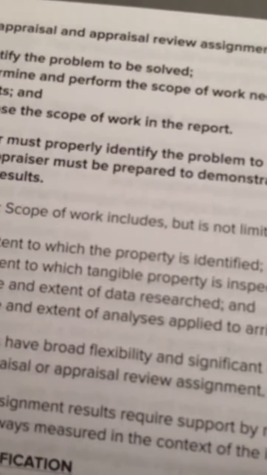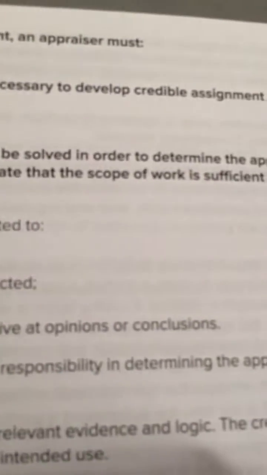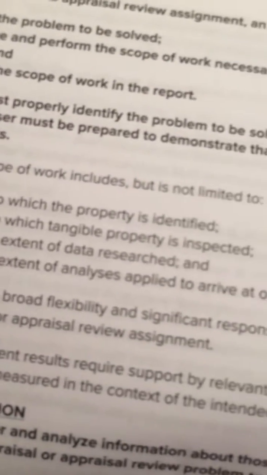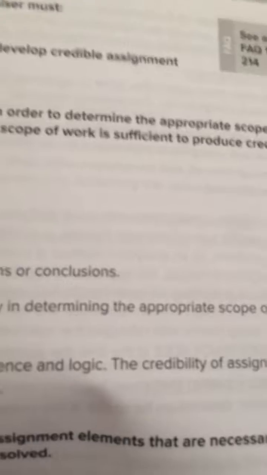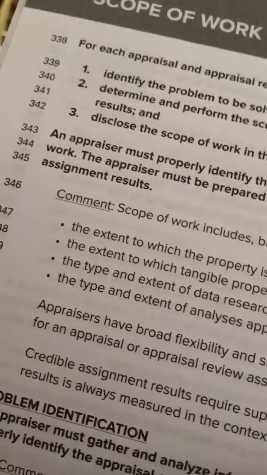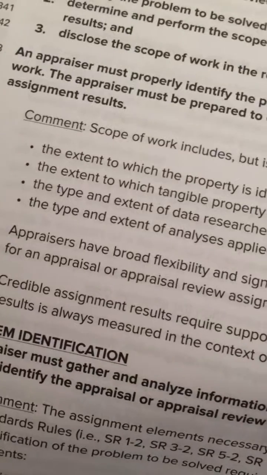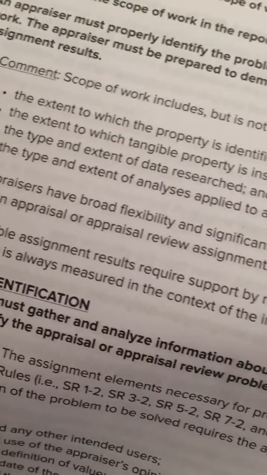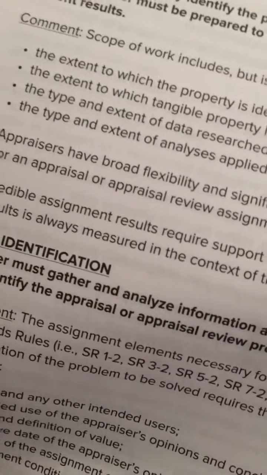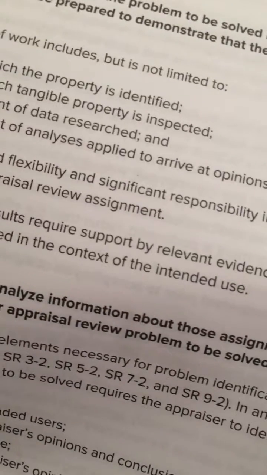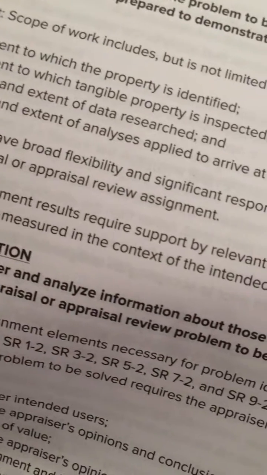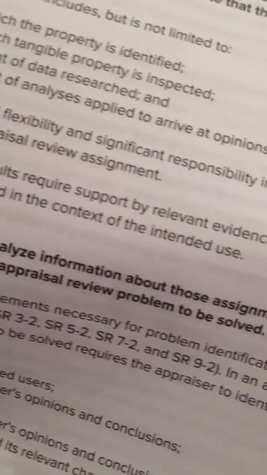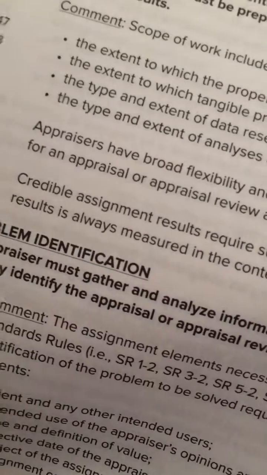An appraiser must properly identify the problem to be solved in order to determine the appropriate scope of work. The appraiser must be prepared to demonstrate that the scope of work is sufficient to produce credible assignment results. Comment: Scope of work includes, but is not limited to, the extent to which the property is identified, the extent to which tangible property is inspected, the type and extent of data researched, and the type and extent of analysis applied to arrive at opinions or conclusions.